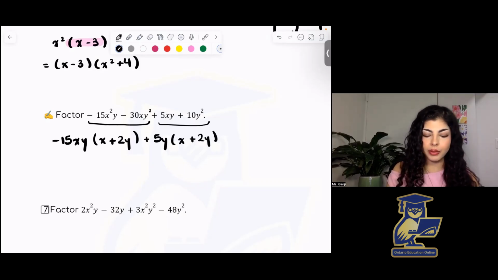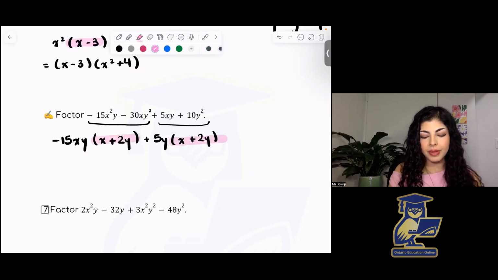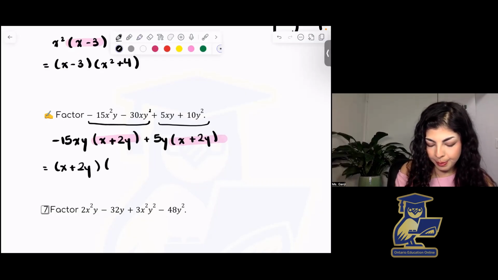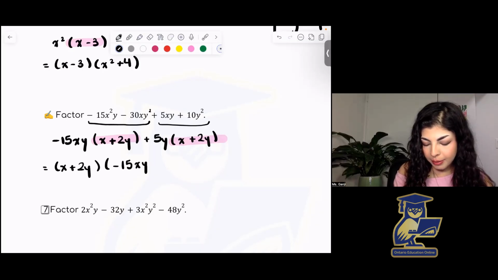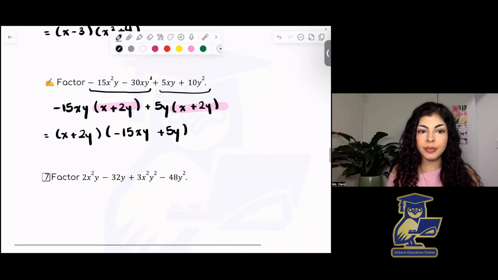And again, here we're going to check, because we have x plus 2y and x plus 2y. So let's factor out that x plus 2y, and we're left with -15xy plus 5y. And again, that's our factored form. We were able to factor 4 terms into 2 brackets.